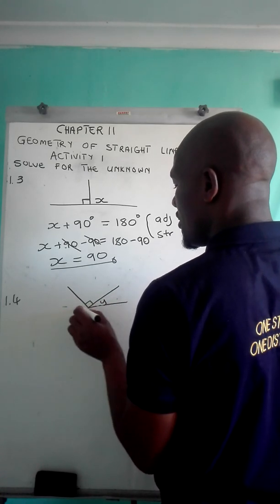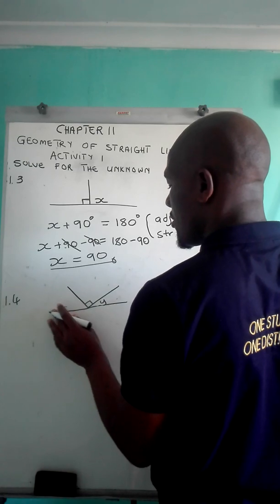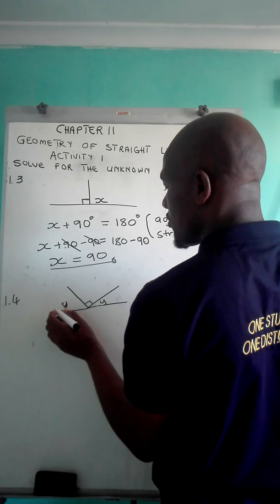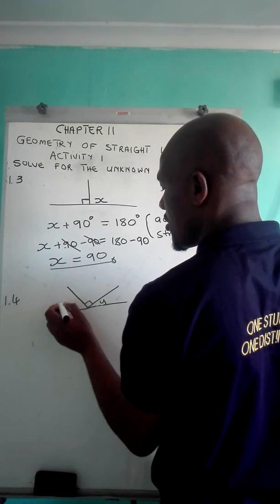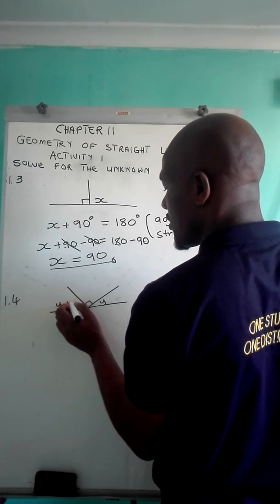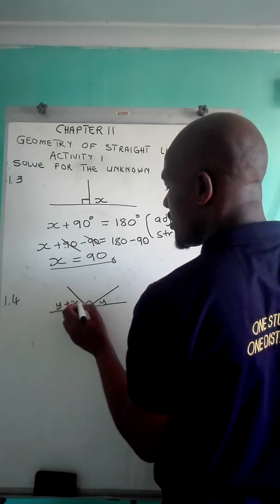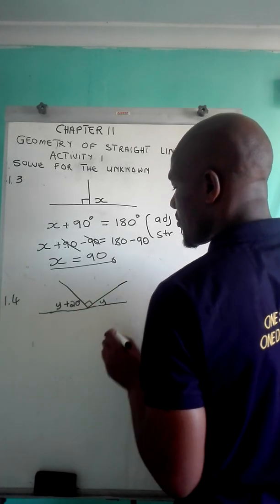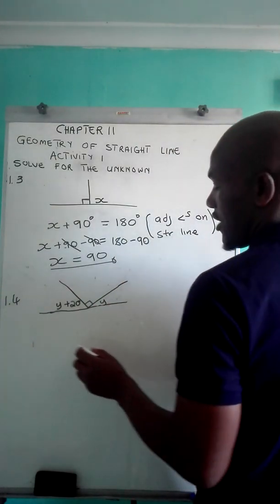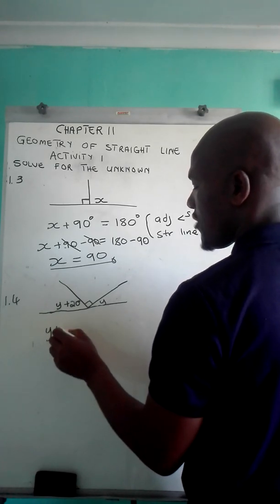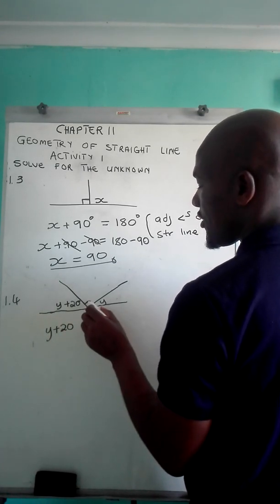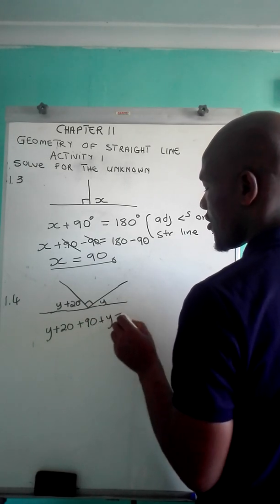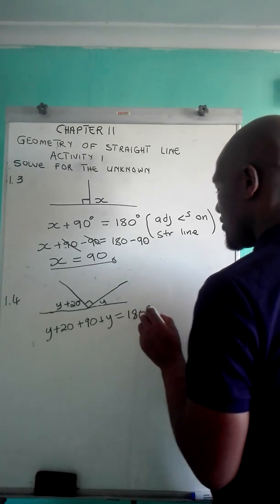Let's say this is y. This is y plus 20 degrees. Solve for y, for the unknown. So this is going to be y plus 20. We said this is what? 90 plus y equals 180.